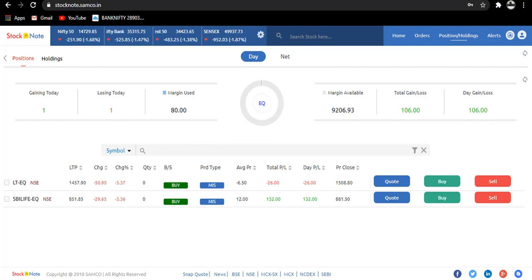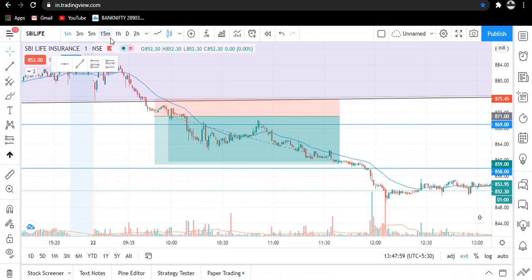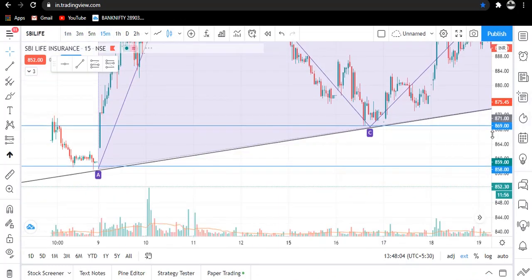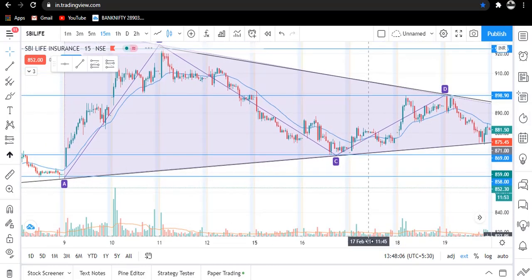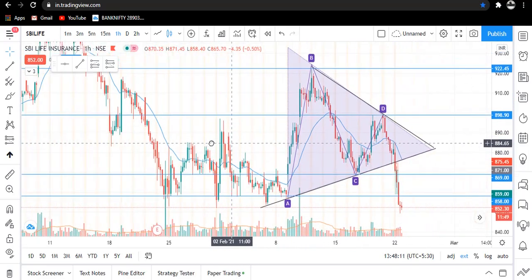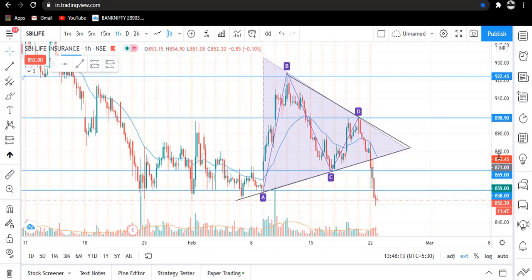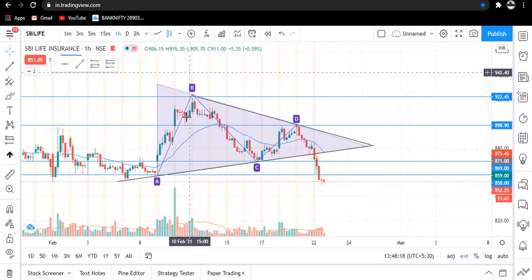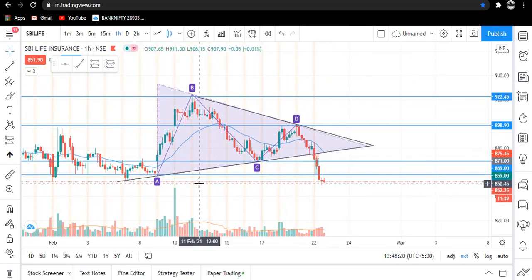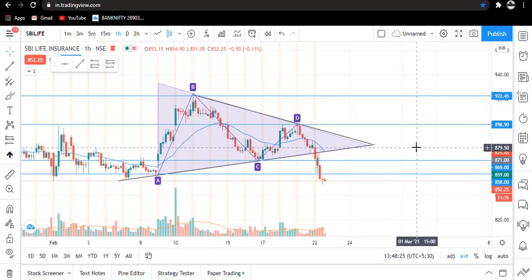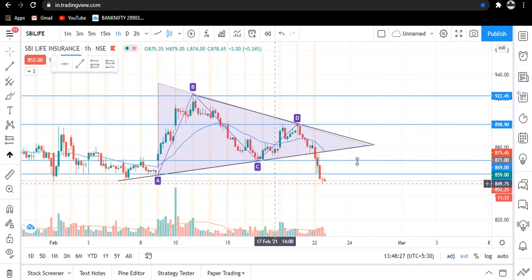Okay traders, so now let me explain the setup. Coming on to the 15-minute time frame of SBI Life. Now let me bring it to 1 hour so it will be easily visible. Okay, so here you can see, traders, that a triangle pattern was formed. The analysis was done yesterday. So a triangle pattern was formed, and I was watching this stock.